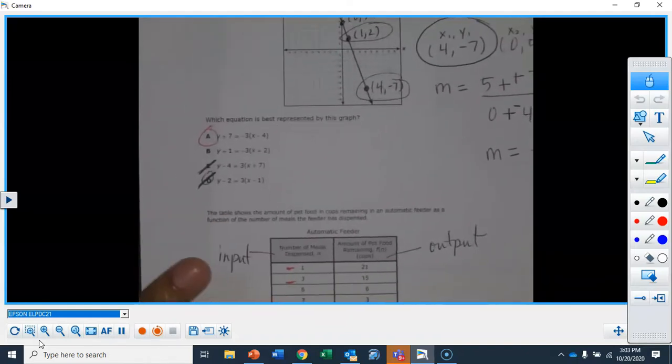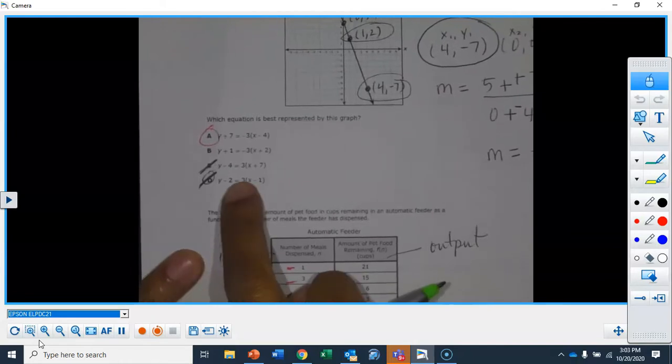So when I go to my answer choices, I basically do not want C or D because I did not want a +3 as my m. That's why we canceled these two out. All right, so now let's keep going.